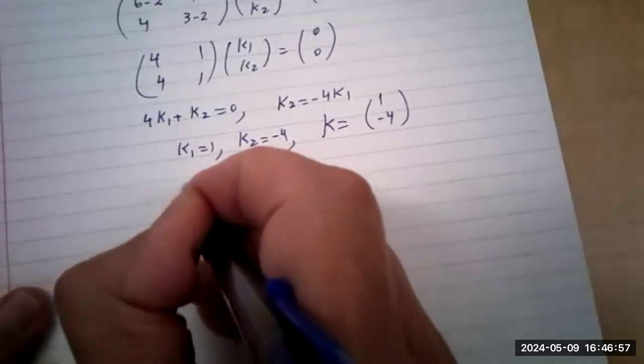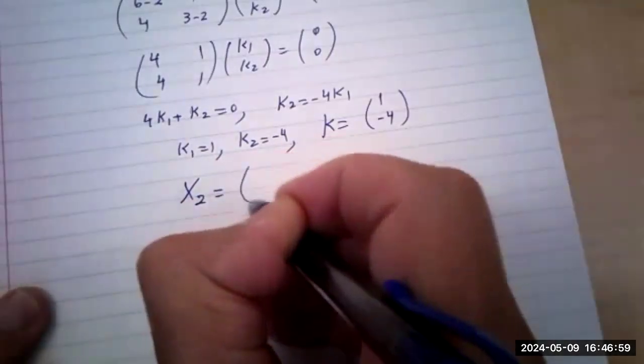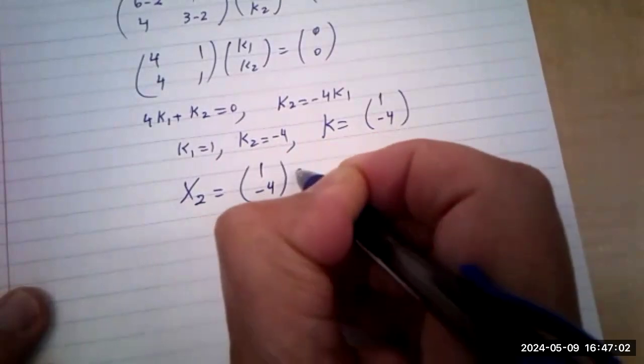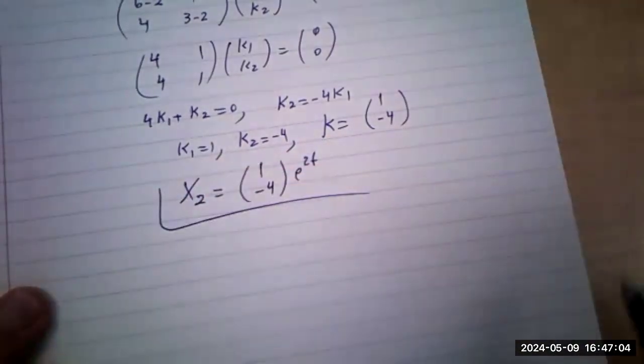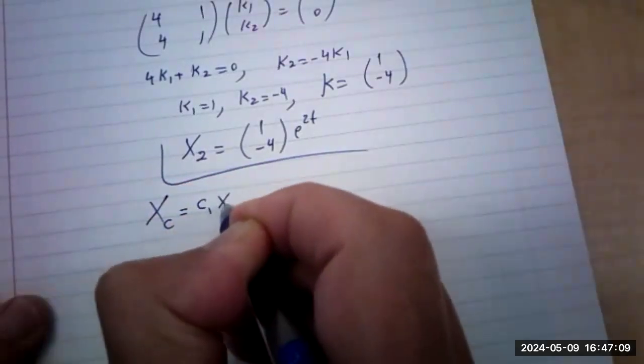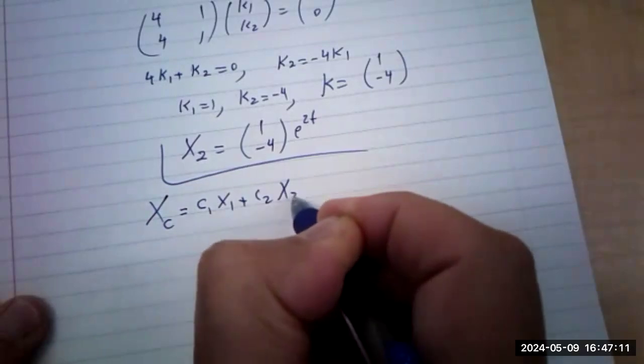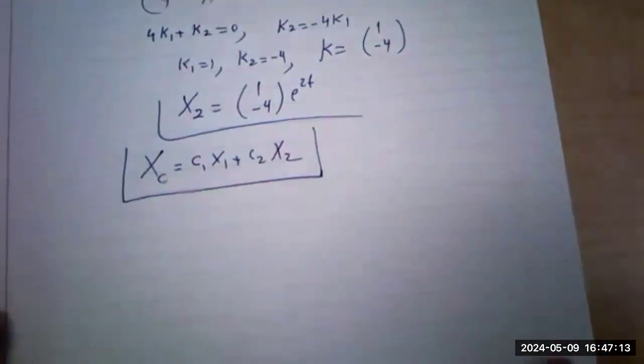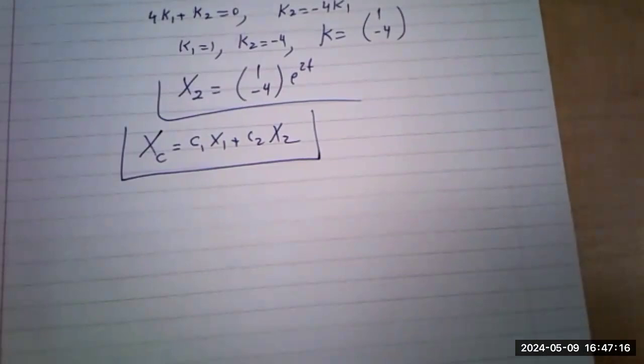So we have our second solution, X2. X2 is 1 and negative 4, this time e to the 2t. So we are ready to give you the XC. The XC is going to be C1 X1 plus C2 X2. So that's a solution to the homogeneous. Why is it 2t? e to the 2t, e to the lambda t, where lambda is 2. Okay, now we are done with the homogeneous one.